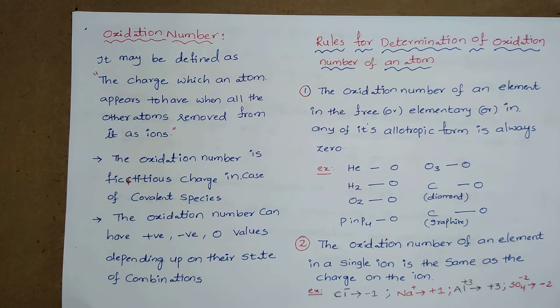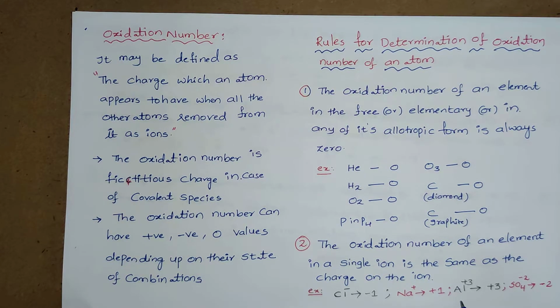The second point is that the oxidation number of an element in a single ion is the same as the charge on the ion. That means, for example, here the chloride ion Cl minus is there. What is the charge present on that one? -1. That -1 is the oxidation state of chlorine. Na plus ion is there. It is a single ion. The +1 charge is present on the sodium, so its oxidation state is +1.